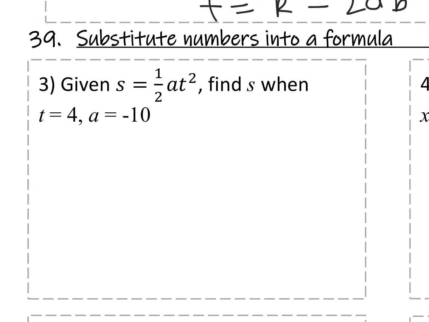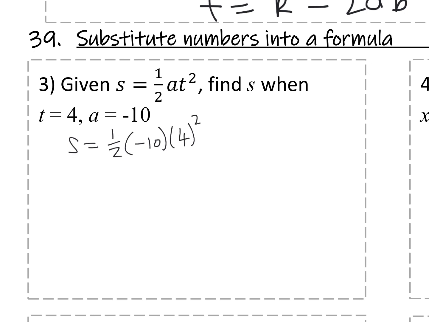When we substitute numbers into a formula, we simply replace whatever the letter is with the number that they tell you that letter is worth. So in this example, there's an A, but we know it's -10, and there's a T, which is 4. So we begin by writing out the formula, but replacing any letters that we know the value of. So A is -10, and T is 4.